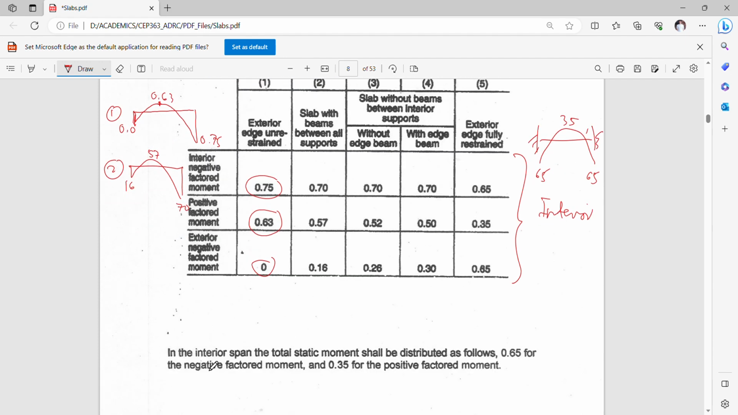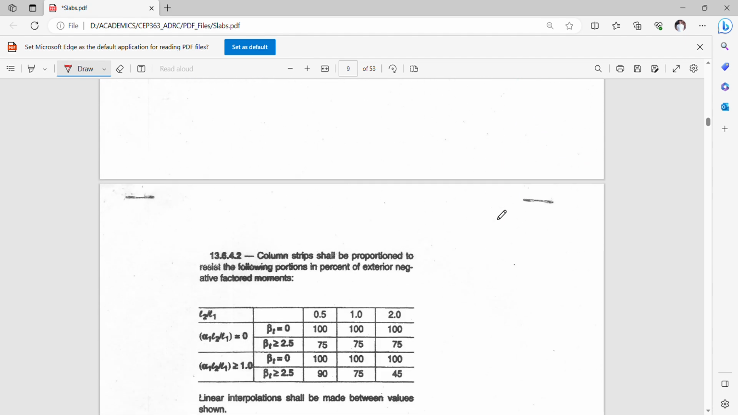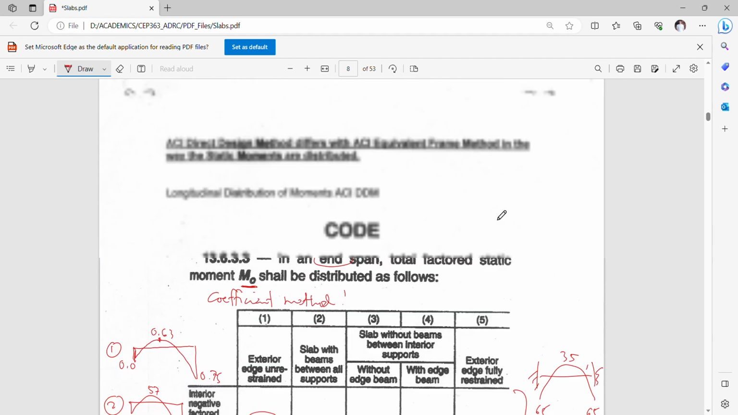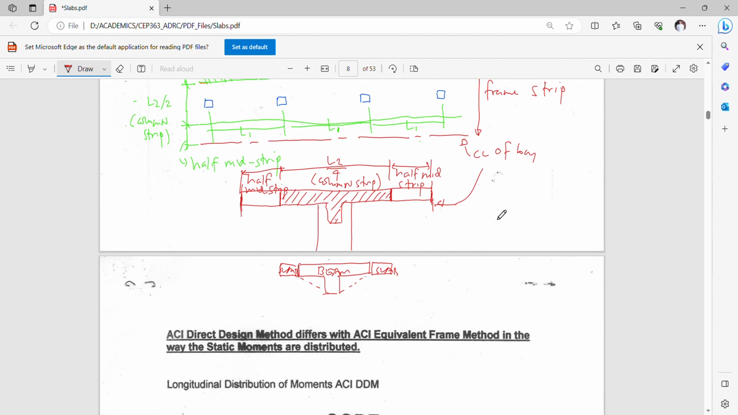Okay, take note that the interior span, the total static moment shall be distributed as 65-35, 65-35, which is basically the same as this exterior edge fully restrained. Now, for column strip shall be proportioned to resist the following portions in percent of exterior negative factored moment. So we are now trying to, this is now the total, okay?